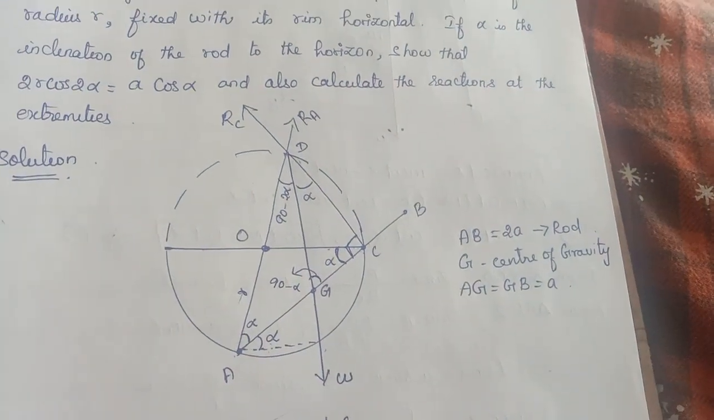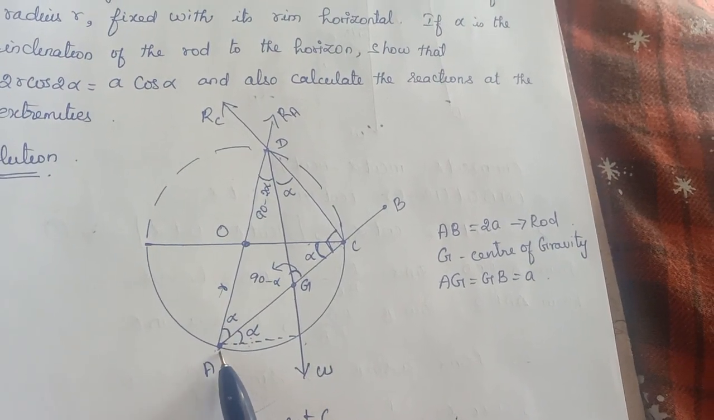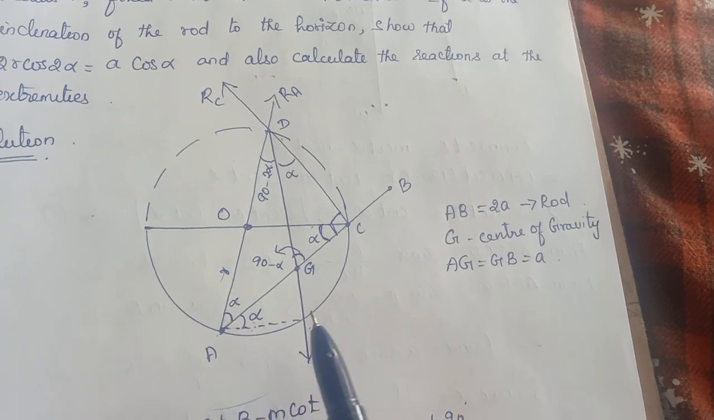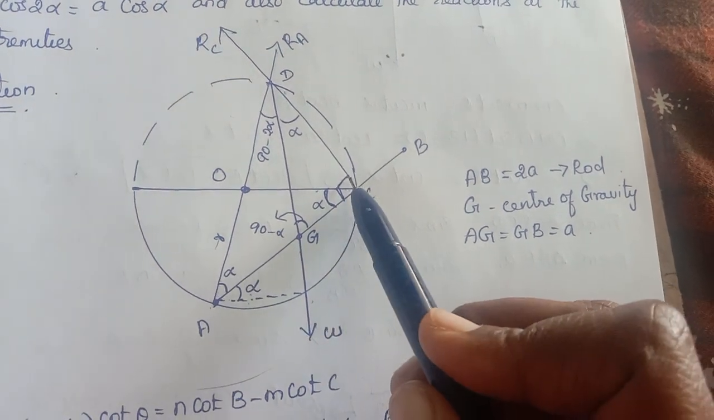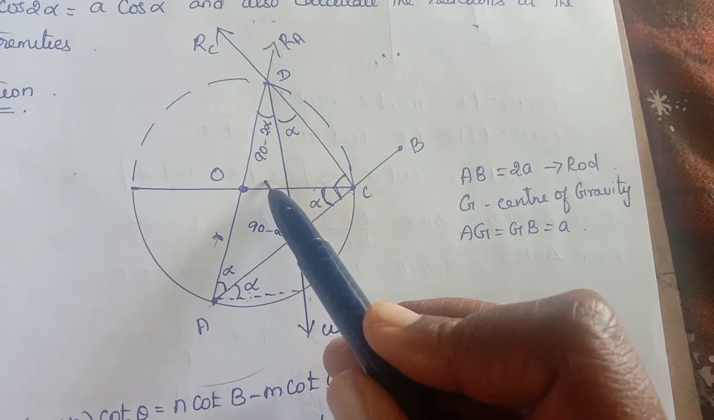Now let me calculate all the angles. See, this is alpha they have given, what is this? The angle between the horizontal line and the rod. This is alpha. Now look at this one. This angle is 90 degrees, because here it is always perpendicular, and this angle is also 90 degrees.